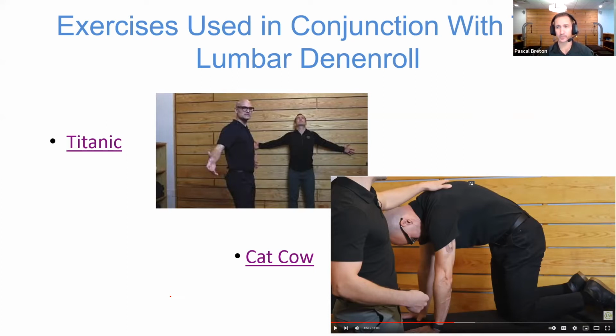The cat-cow is a great functional exercise that's going to help build not only strength in the lumbar spine, it builds strength, neuromuscular recruitment. It helps to increase the movement of the lumbar spine, and it'll really reduce pain because it's going to allow the lumbar spine to move better prior to laying on the lumbar Denneroll.